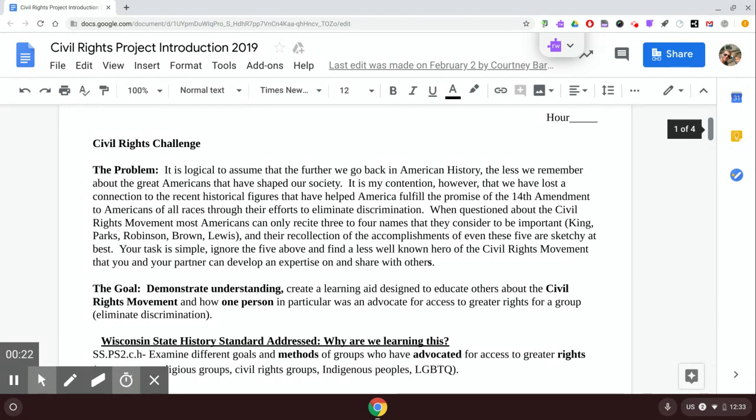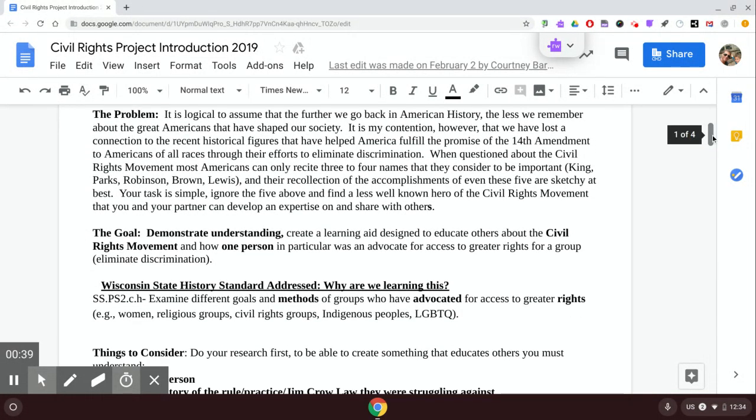Find a person that's important to that particular area of civil rights and do research on them with the end goal of creating a learning aid, some kind of tool or resource to help teach others about the person that you're studying.